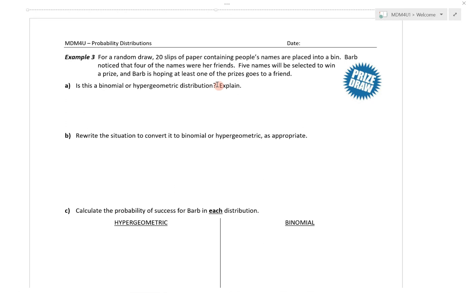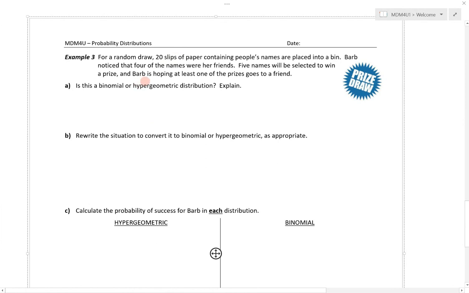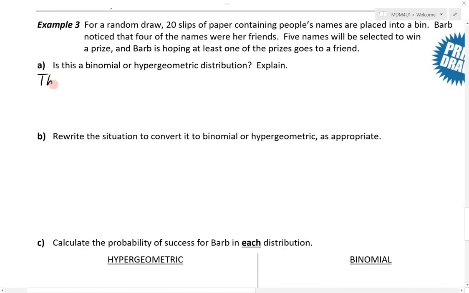Why? Because you have to look at the trials and ask yourself, are they dependent? If you draw a slip of paper, someone wins, right? And then are there still 20 slips of paper? No, there are now 19. So the probability of drawing the next success is changing. So this is, let's write this down, a hypergeometric distribution.